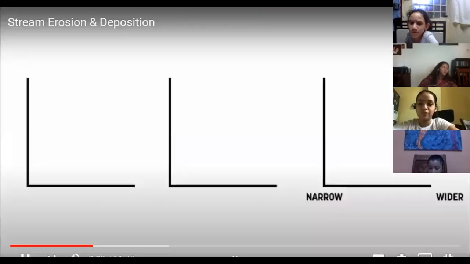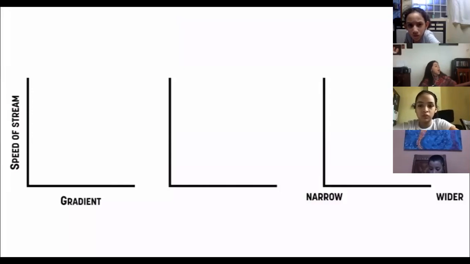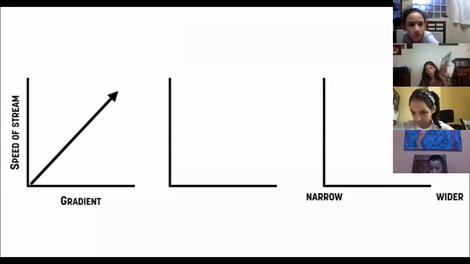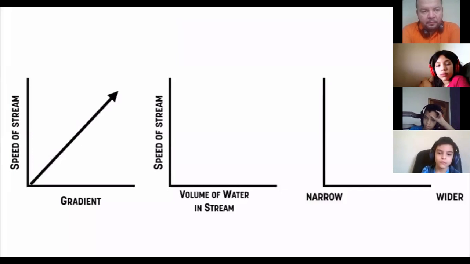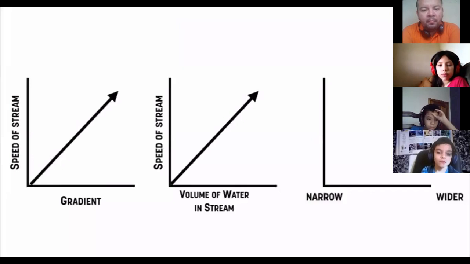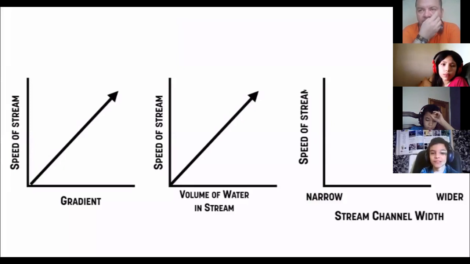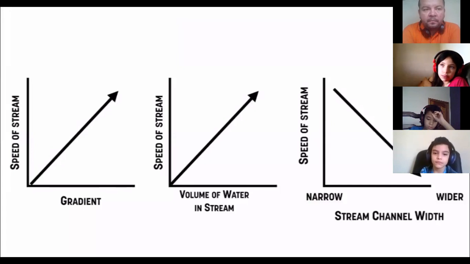So just some general relationships here. If I were to look at the gradient and the speed of the stream, as I increase the gradient of the ground, the slope of the ground, I'm going to have a faster stream. The more water flowing in the stream, the faster that stream is going to move altogether. And then finally, if I compare a narrow stream channel to a wider stream channel, the more wide this channel is, the slower it's going to travel. The water is going to actually be much slower in that wider stream bed.